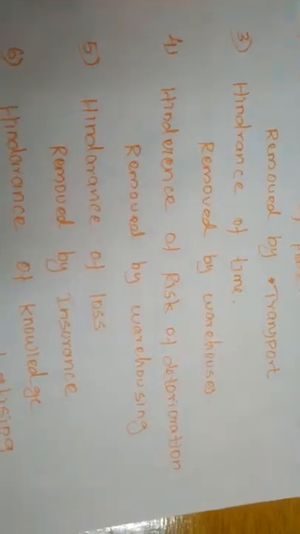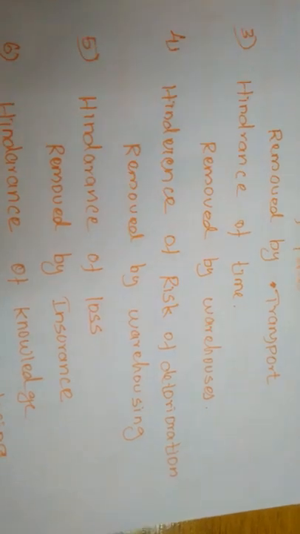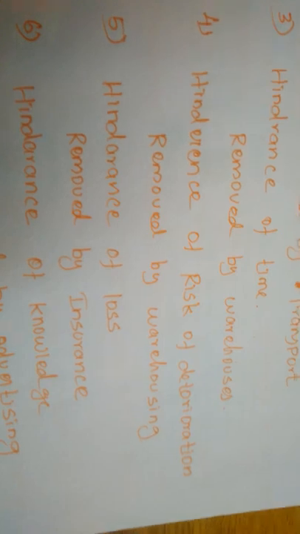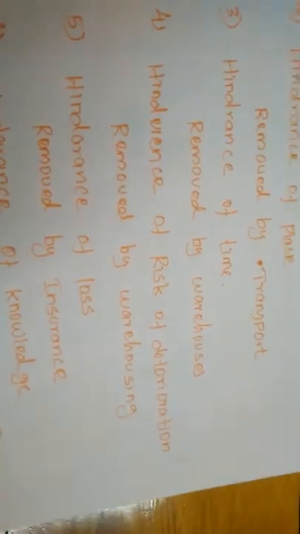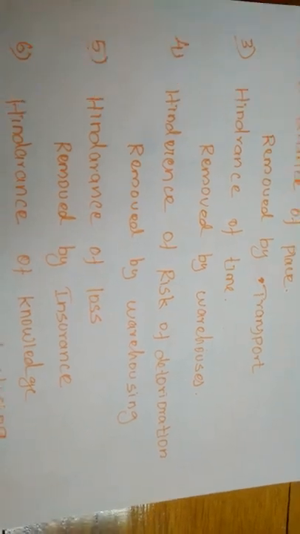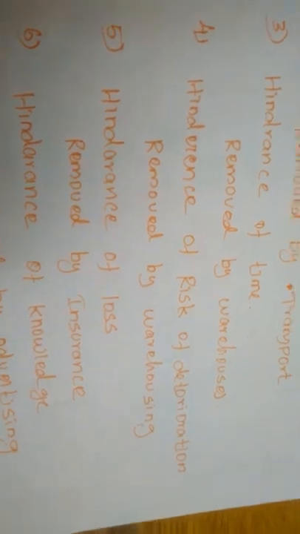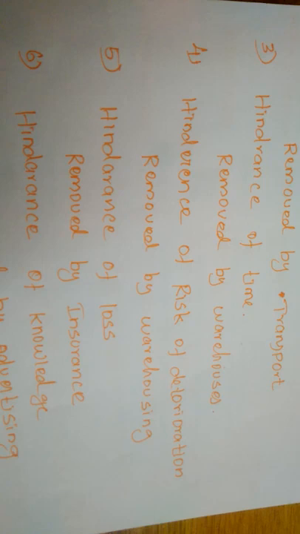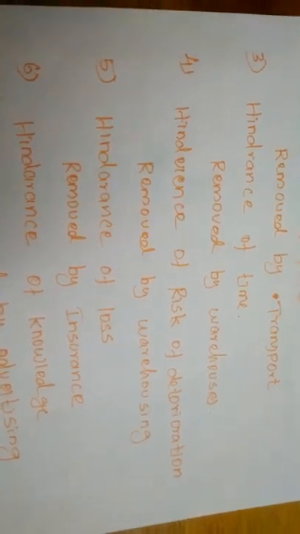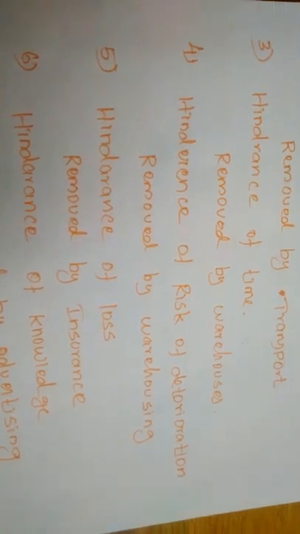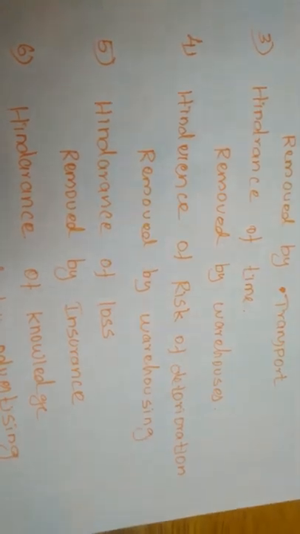Okay, next, the fourth hindrance is the hindrance of risk of deterioration. Deterioration means damage. The risk of deterioration is another hindrance. When does this risk come? We are carrying and distributing the commodity from the place of industries to the hands of the consumer, that is the market. When the product is coming on the way, some accident may happen and the product gets damaged. And when we are protecting the commodities in warehouses, rats and other insects may attack and damage the commodities. This type of damage is called the hindrance of risk of deterioration.